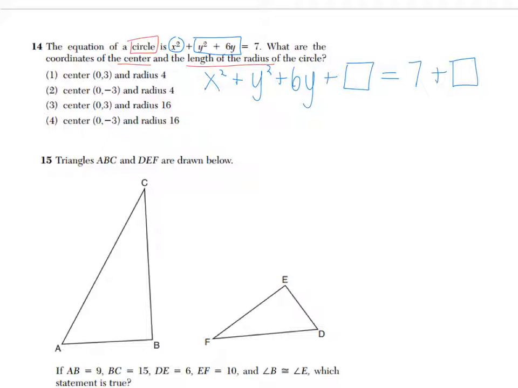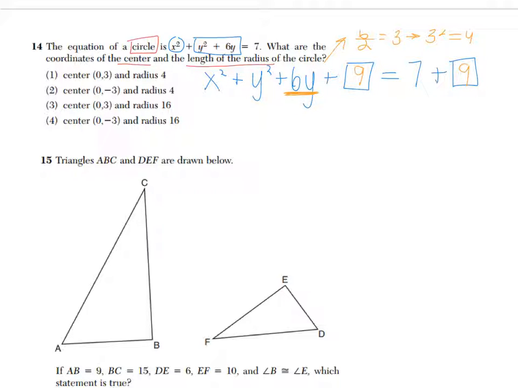All right, again, there's only one thing with x's, so I'm going to ignore the x's for right now and focus on the y's. In order to fill in this box, remember, you have to look at the number in front of the y, which in this scenario is 6. So to fill in the box, you take your number, you divide it by 2, which gives me 3. And then we have to square that value. So 3 squared will give us 9. So a 9 is going to go in both of these boxes.